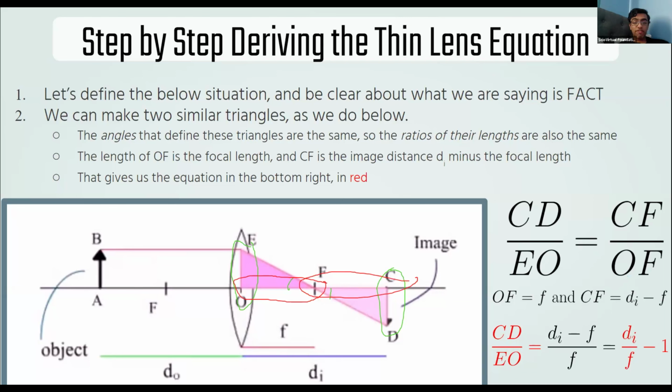We know that OF is equal to F. That's defined right here. That's the red line. I don't need to do any extra drawing. I think someone just wanted to review it, so that's fine. But OF is the same as the focal length. OC is the same as the image distance. And so that's how we get to CD over EO equals DI over F minus 1. Go to the next slide.